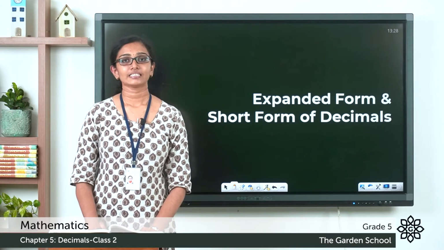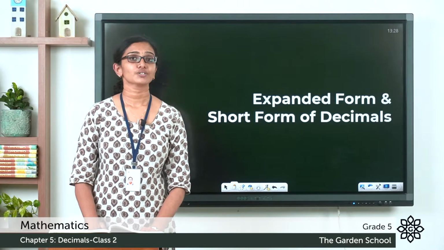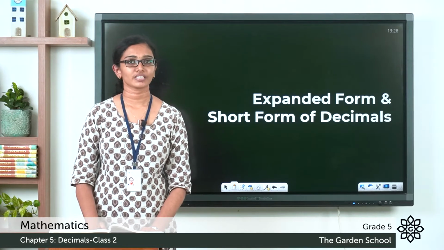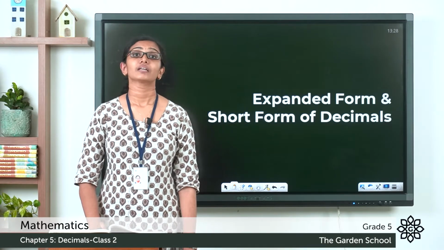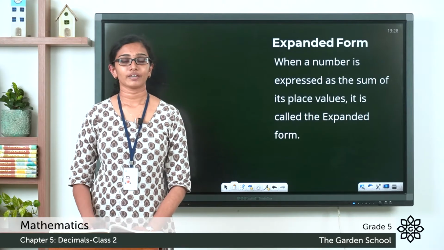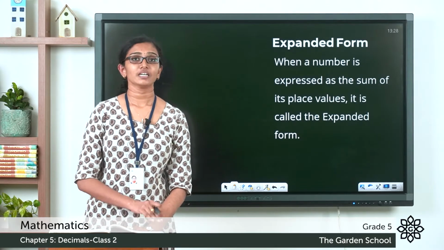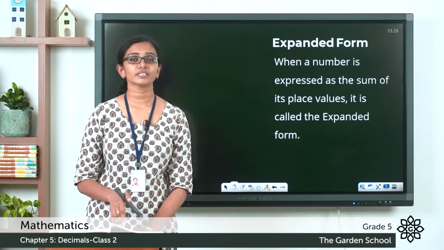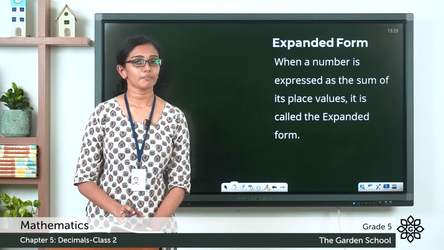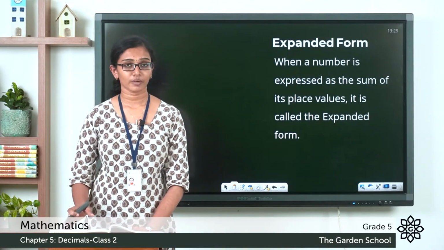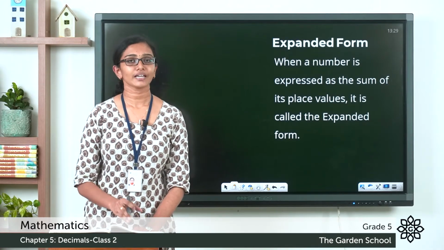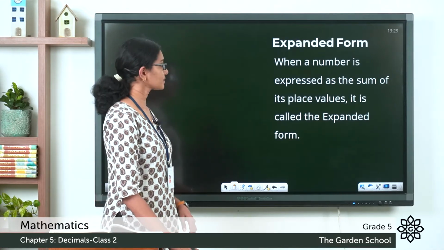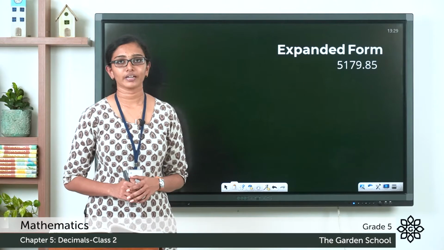So today let's learn about the expanded and short form of decimal numbers. So what is expanded form? The expanded form of any given number is the representation of the sum of its place values. So when a number is expressed as the sum of its place values, you call it expanded form. Clear?